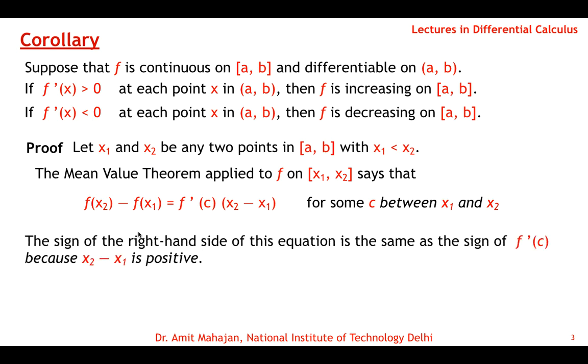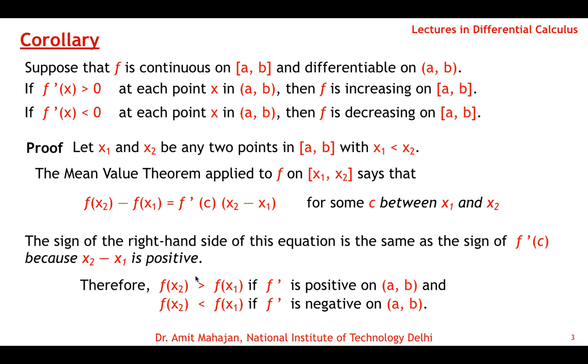Okay, so the sign of the right hand side of this equation is the same as the sign of f'(c), because x2 minus x1 is positive. That's exactly what I said. And so if f'(c) is positive on the interval, then f(x2) will be greater than f(x1). That means whenever x2 is greater than x1, f(x2) is greater than f(x1), which means the function is an increasing function. So that is how we prove this first statement, that the function is increasing if the derivative is positive.